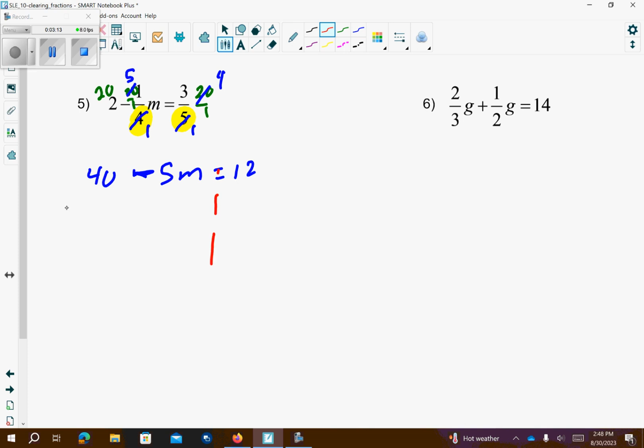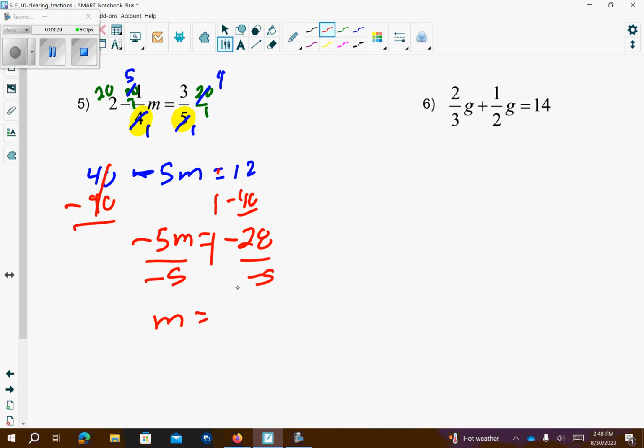Then I'm going to go ahead and solve this. Subtract 40 from both sides. Those cancel, so negative 5m is equal to negative 28, because 12 minus 40 is negative 28. Divide each side by negative 5. So m equals, negative over negative is positive, 28 over 5. It's the reduced fraction, so just leave it like that.